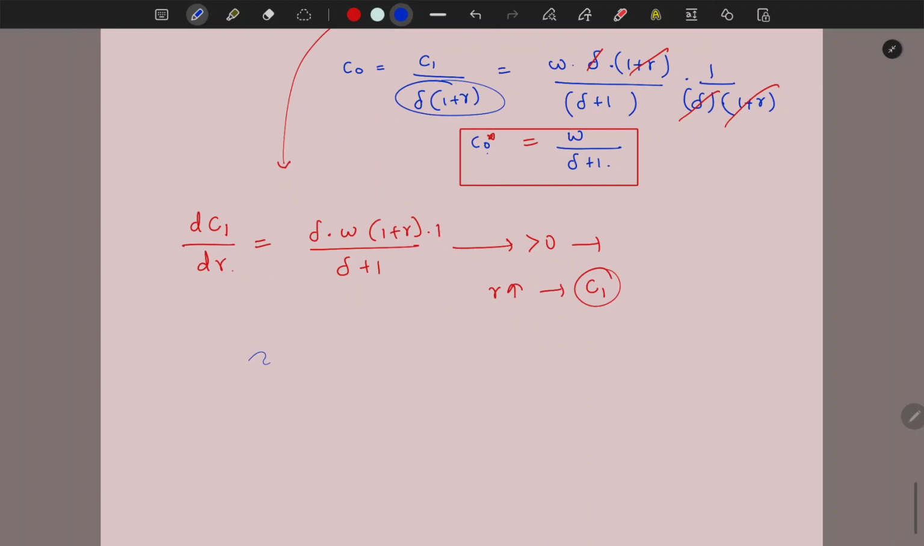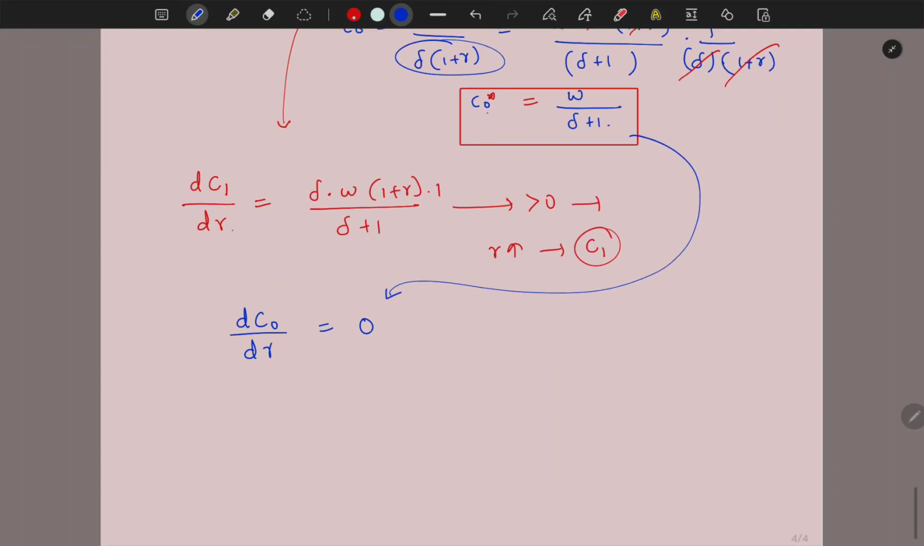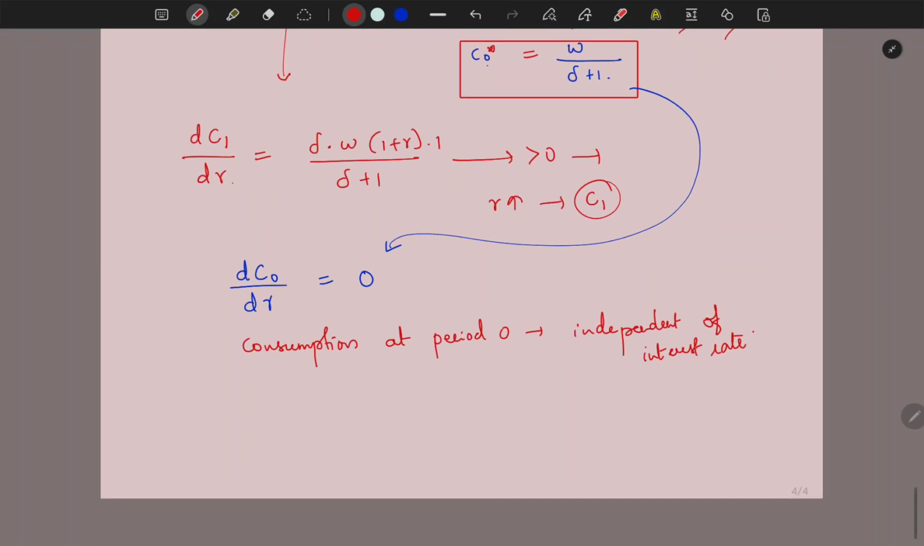Now let's see about C0. The derivative of C0 with respect to R: C0 is W divided by 1 plus delta, so there is no R in this case, and the answer is 0. So consumption at period 0 is independent of the interest rate. This is the answer to the second question.